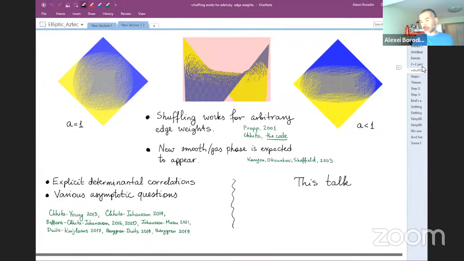Now, on the other hand, the model on the left basically has been solved. So since about 10 years ago, starting with the work of Chhita and Young, people learned how to figure things out. So for example, how to find the limit shape. This curve that separates the frozen from unfrozen, then another curve that separates the central region from the surroundings. It's actually two pieces of the same curve. Local fluctuation, people learned how to do things.